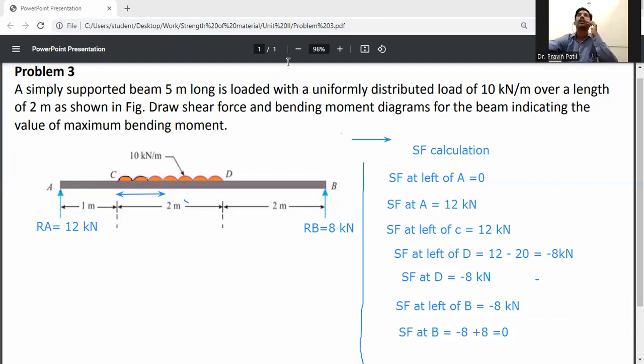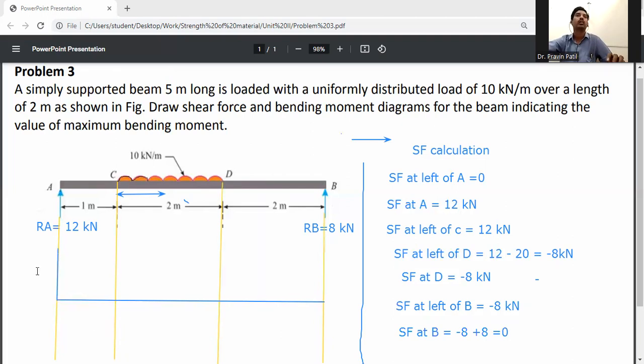Now draw the shear force diagram with the help of the SF calculation. Just draw the points. First draw the neutral axis. SF at left of A is 0. Then SF at A will be 12 kN.